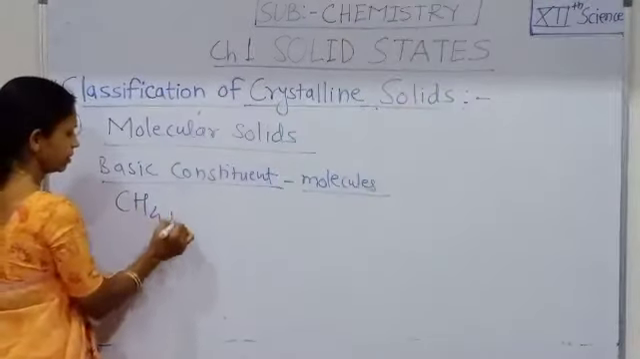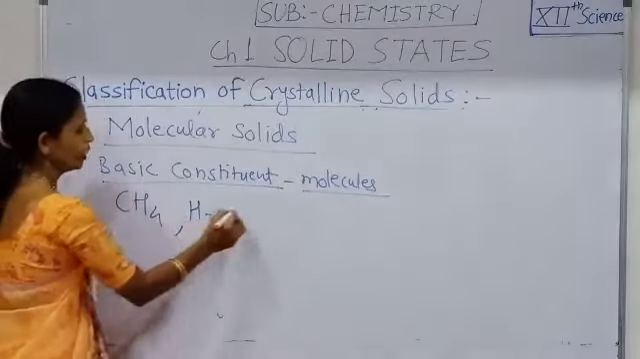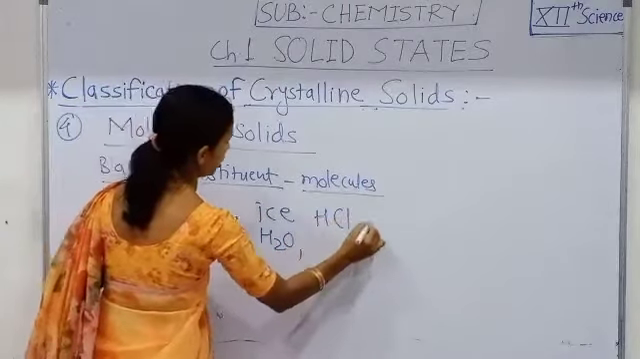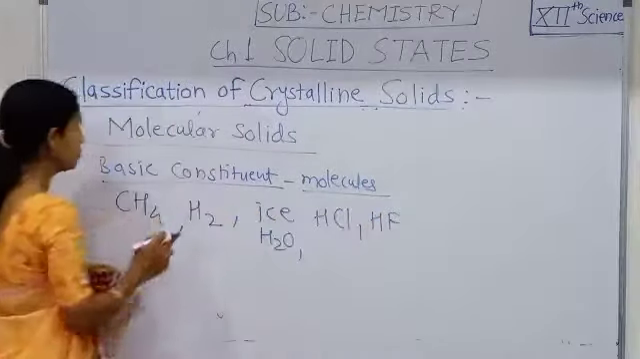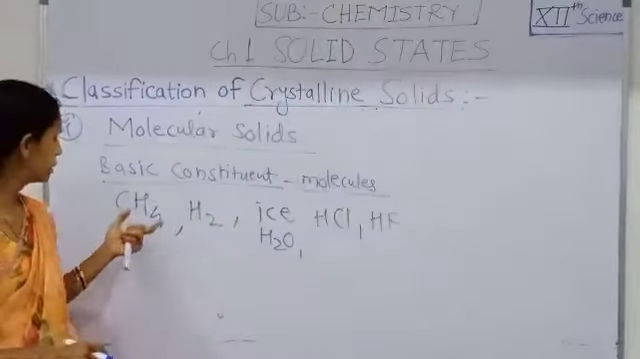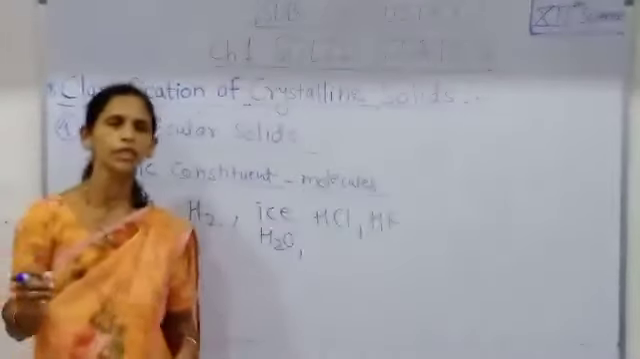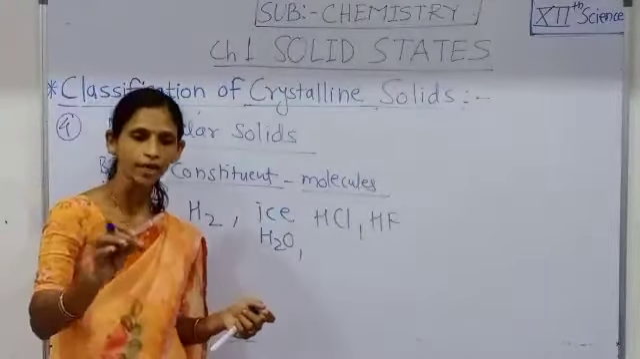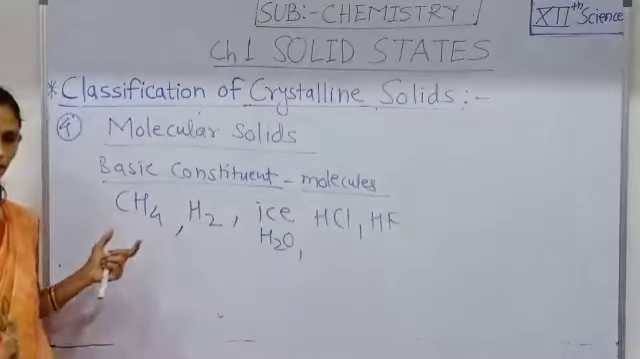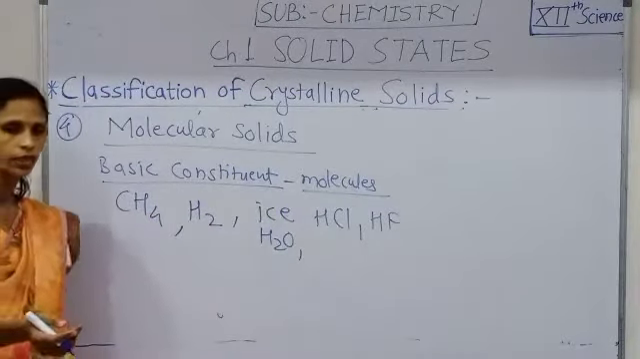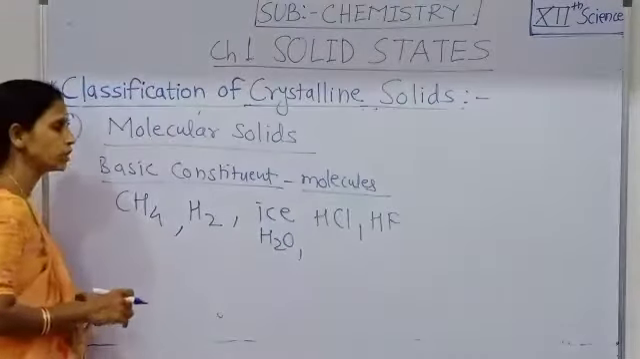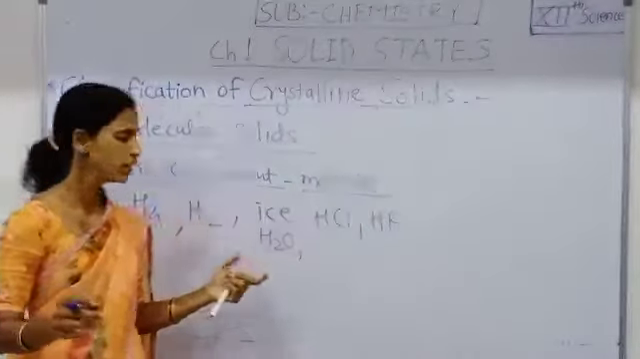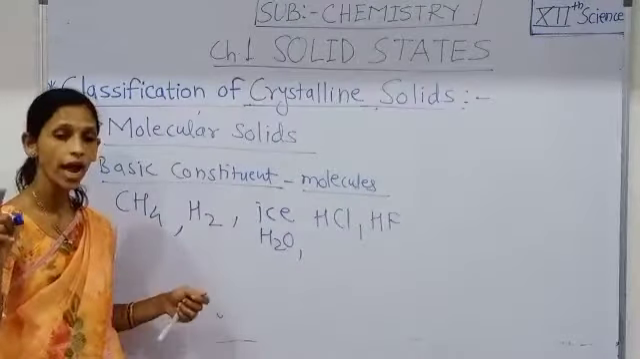CH4, H2, ice, that is water, H2O, HCl, HF are a few examples of molecular solids in which the basic constituent is molecules, as well as unbonded atoms. I have already discussed these examples of molecular solids with you. The basic constituents are molecules, and in monoatomic solids they are atoms.